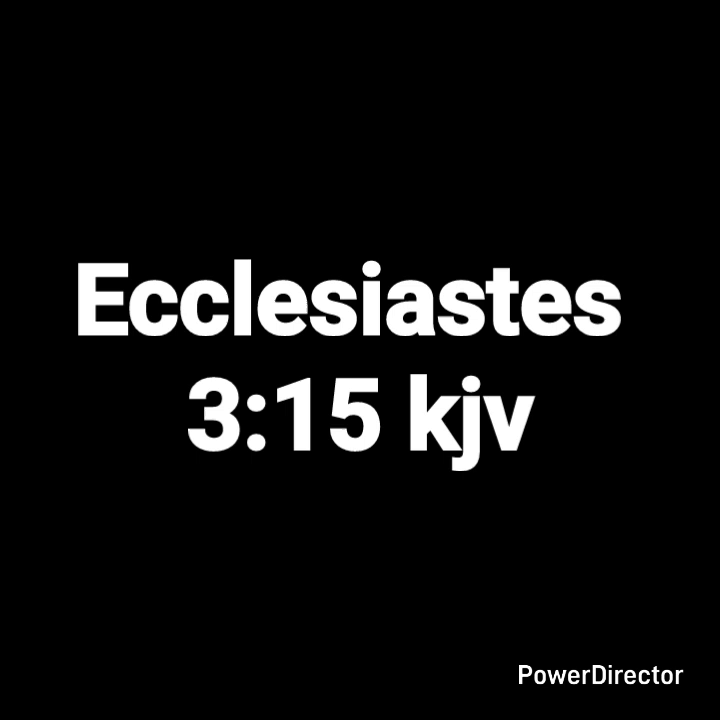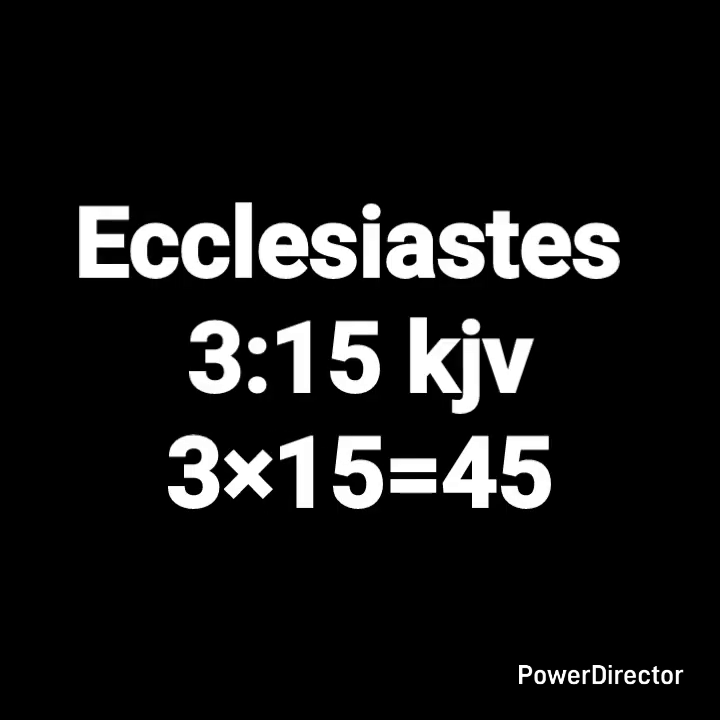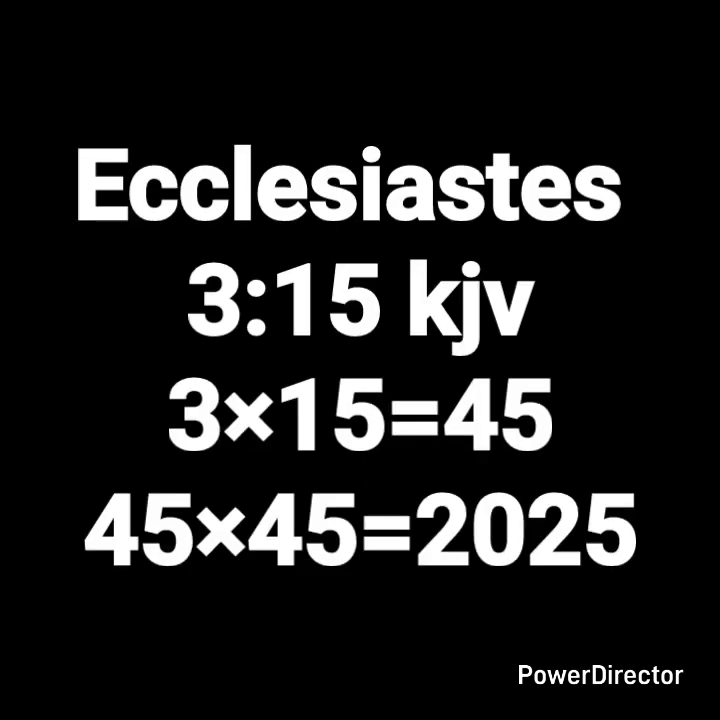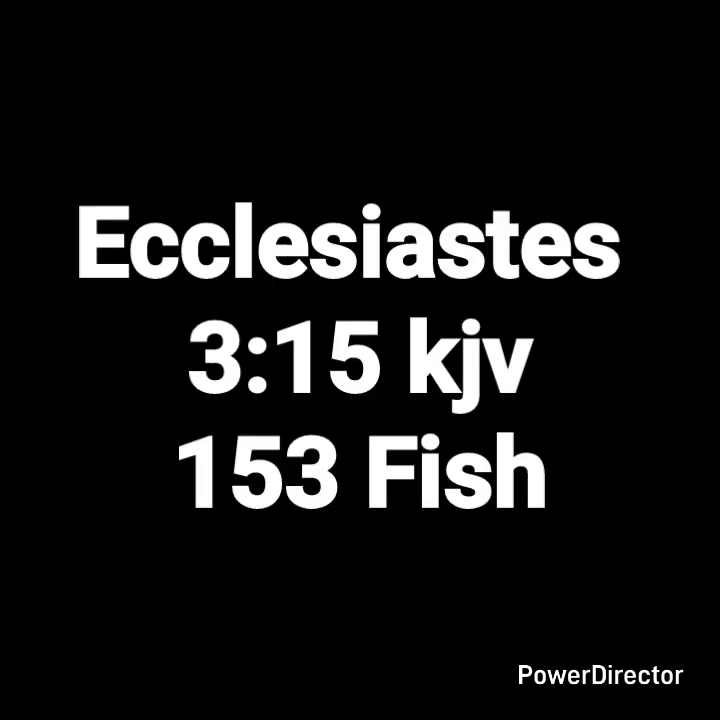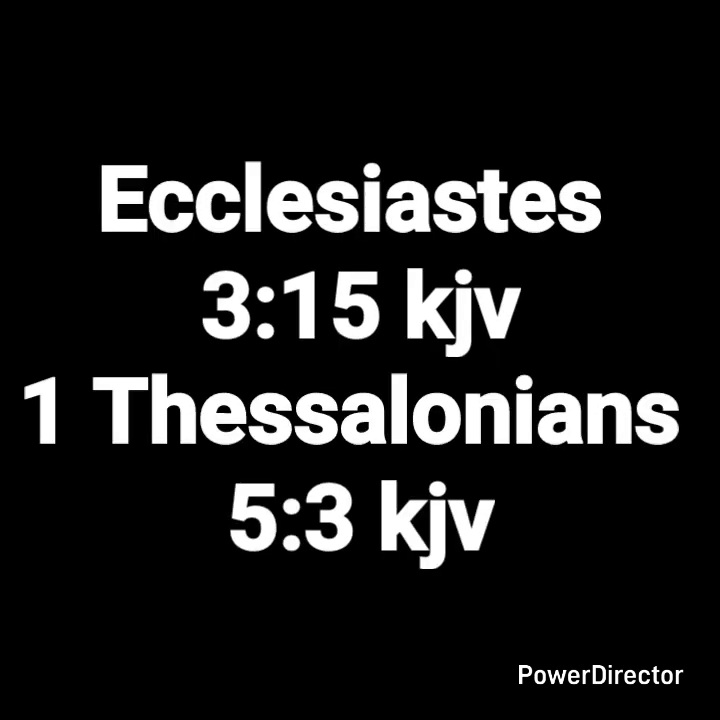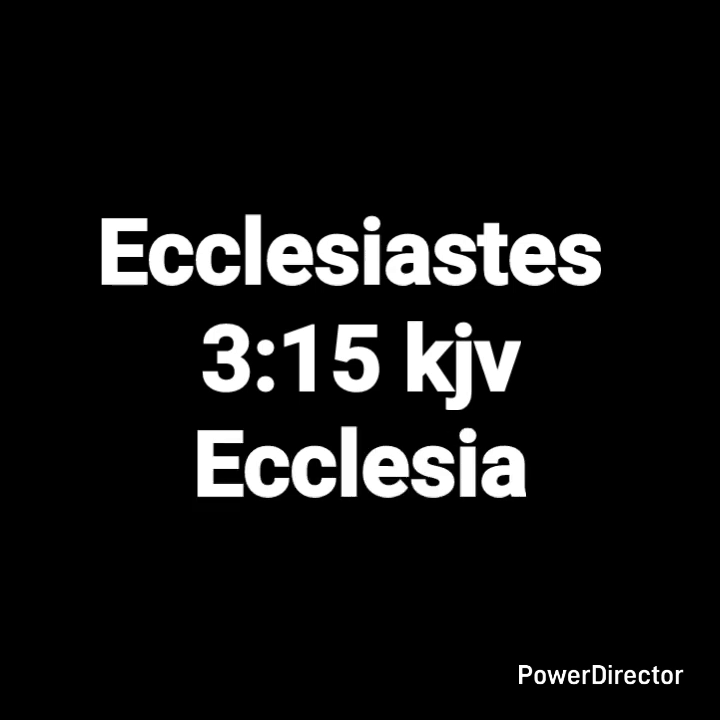Then look at the number 315. And wow, there's so much there. 3 times 15 is 45, which is the square root of 2025, meaning that 45 times 45 is 2025. Then we also see the 153 fish there. And then we also see 1 Thessalonians chapter 5, verse 3. 153, when they shall say peace and safety, sudden destruction comes upon them. And Ecclesiastes, the word ecclesia is right in there, which means the church, the called out ones.